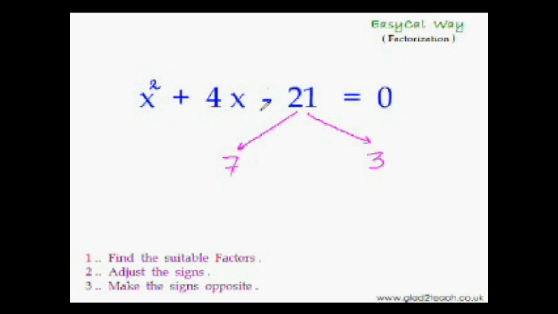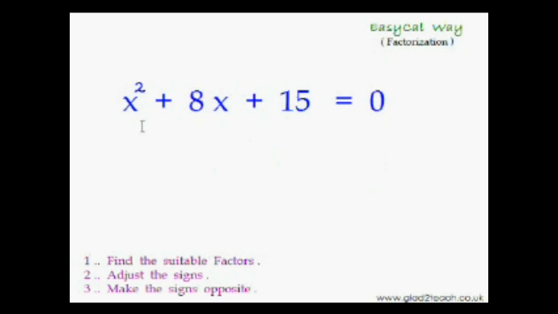And since their product is a negative number, that means one out of these two numbers must be negative. So obviously it has to be 3. And with that, we have got the two factors. And once we have the factors, then finding the roots is very easy. All you have to do is make the signs opposite. Since it is positive 7, it will become negative 7. And since it is negative 3, it will become positive 3. That's it. Question solved. So now you have to solve this quadratic equation.